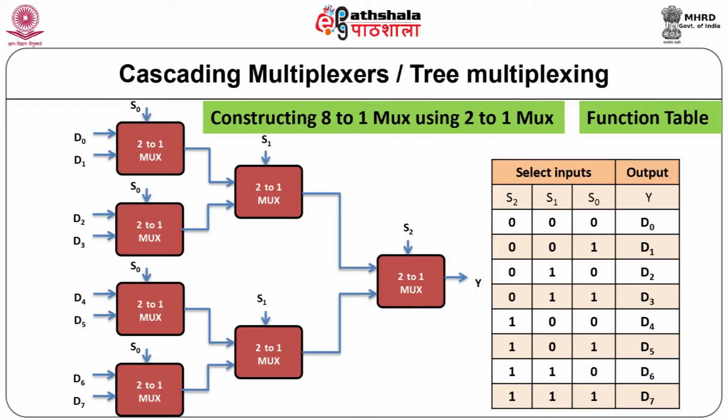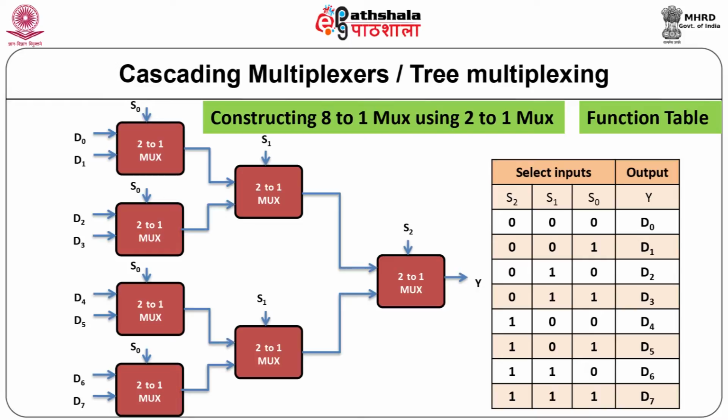Let us now consider the example of an 8-to-1 multiplexer constructed using 2-to-1 multiplexers. To obtain an 8-to-1 multiplexer from 2-to-1 multiplexers will require in all 7 multiplexers: level 0, level 1 and level 2 multiplexers. All the multiplexers are of type 2-to-1 multiplexer.